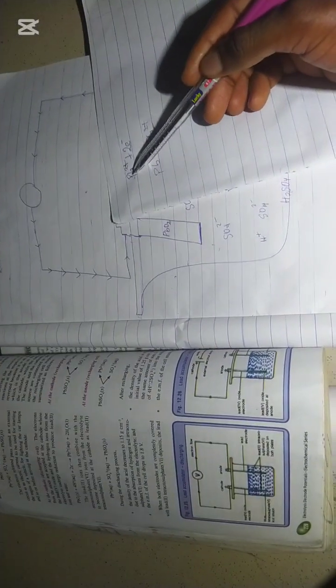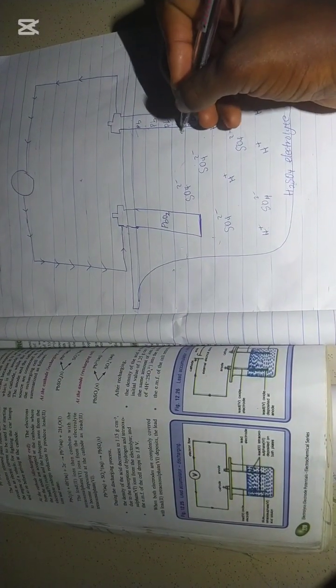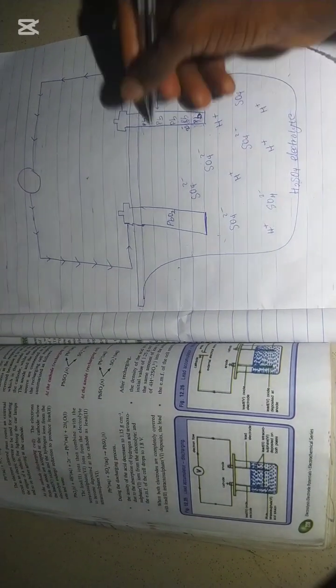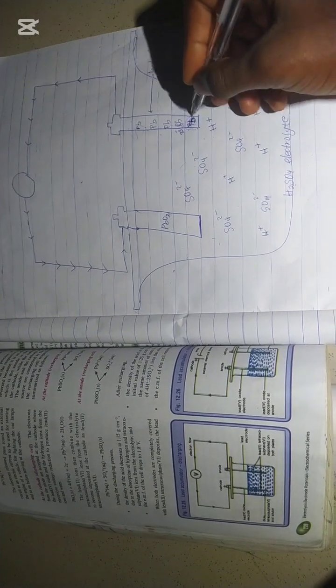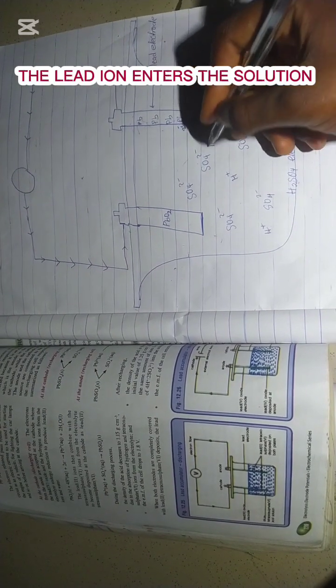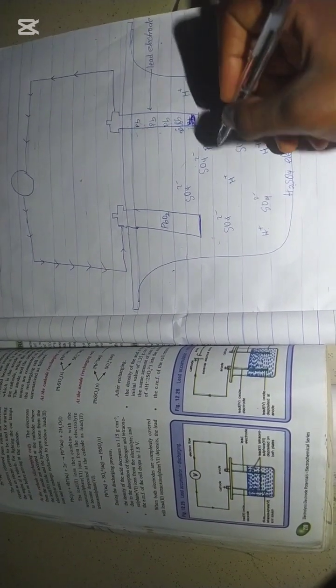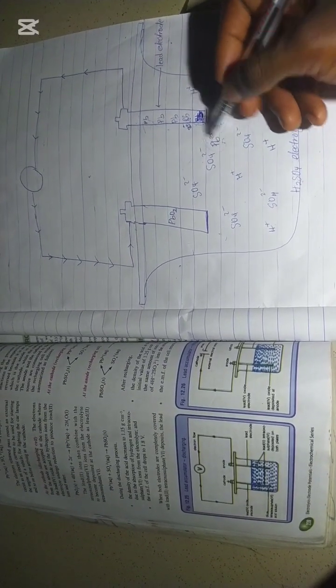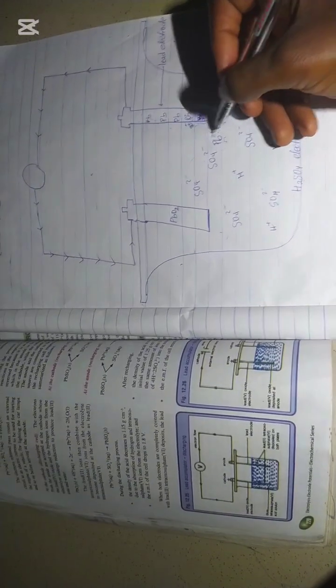lead ion. Those 2 electrons will stay on the anode electrode right here, while the lead atom, which has broken down into the lead ion, will enter into the water. The electrons that Pb lost to become Pb2+ will still stay on the electrode. But the Pb2+ that we've gained will be the one to enter into the electrolyte. So our electrons are still here, but the ion has mixed with the electrolyte.